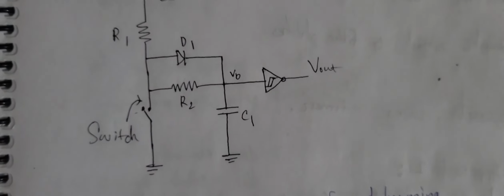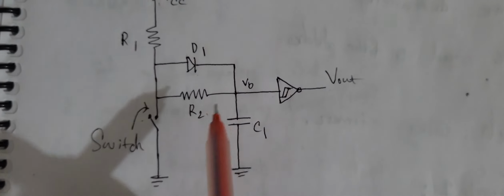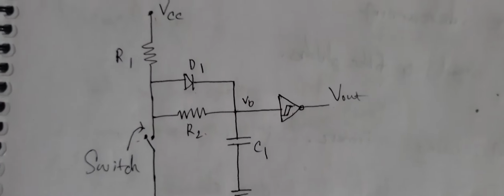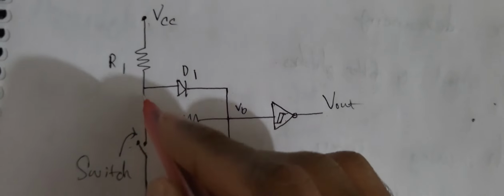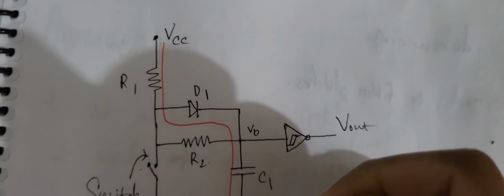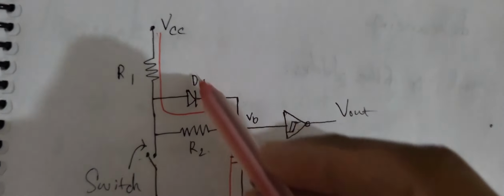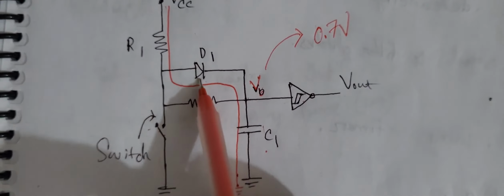First let me give a brief description about it. Here's the VCC, here's the first resistance, here's the diode, resistance 2, here's the capacitance, and here's the buffer. And here's the switch. What happens when the switch is open? When the switch is open, the current cannot pass through this path, so the current will simply go through this path and the capacitance will be charged. At this point, the voltage will be 0.7 volt because of the diode.